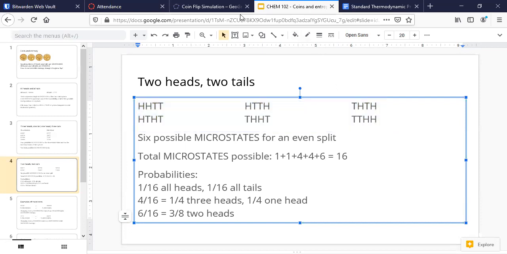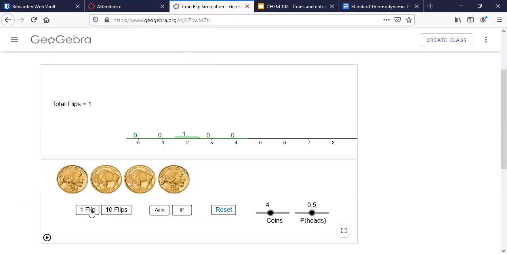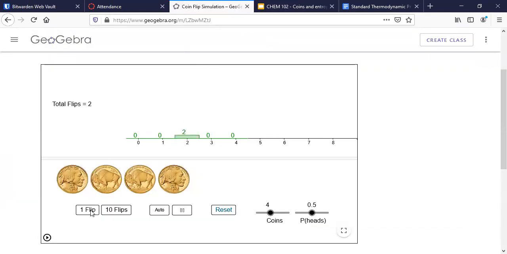And so I can go back to my coin flip simulation and just start flipping over and over again. And see as I flip how the individuals come out. And I would expect 6 out of every 16 to turn up 2. I'd expect 4 out of every 16 to turn up 1 and 3. I'd expect 1 out of every 16 to turn up 0 and 4.